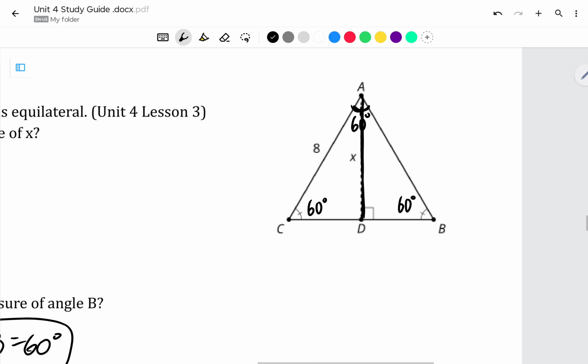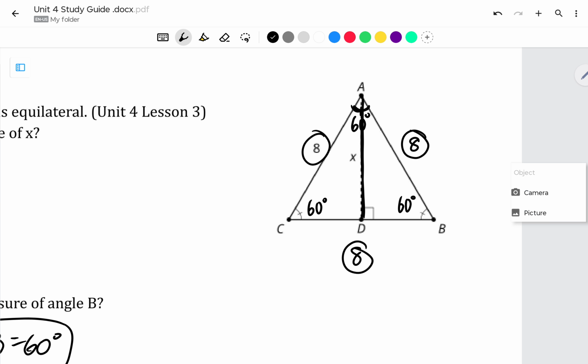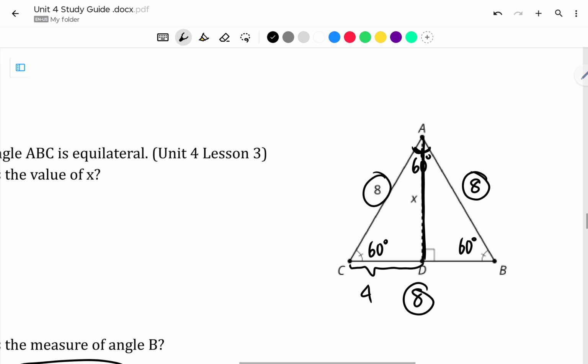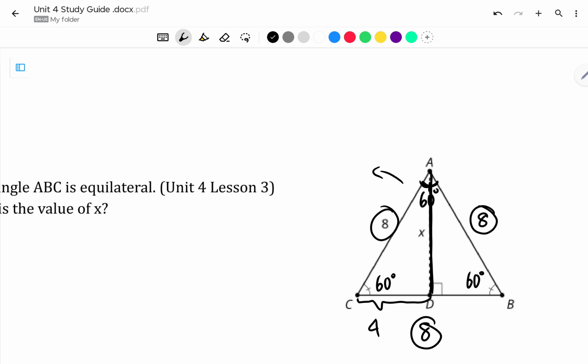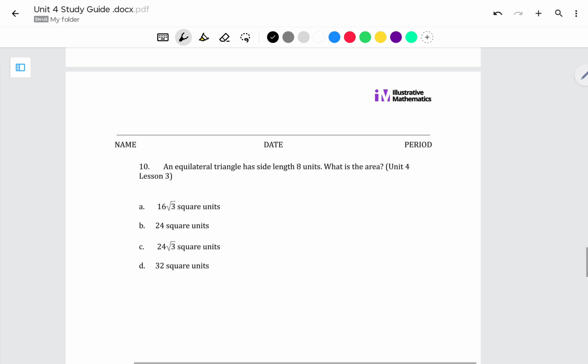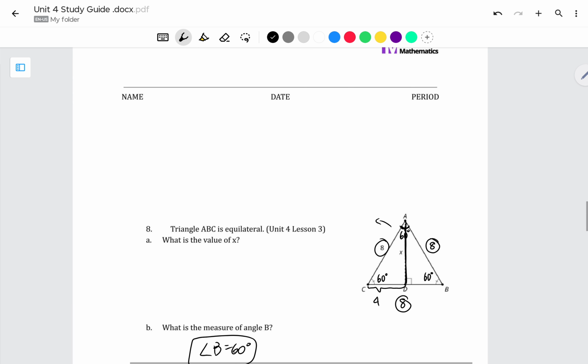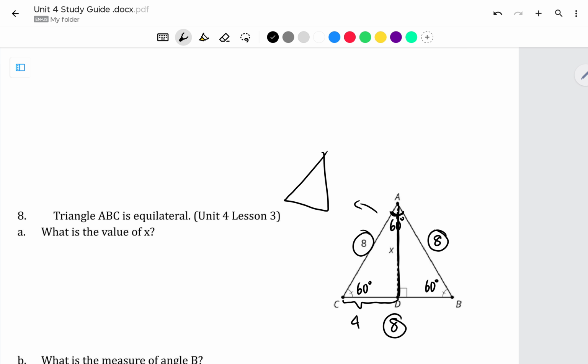So, again, equilateral triangle. If this is 8, this is also 8, and this is also 8. Okay? And if the whole thing is 8 and this line is cutting it in half, this is going to be 4. So let me pull this triangle out. Okay, so this is 4. This is your right angle, 60 degrees, 8.